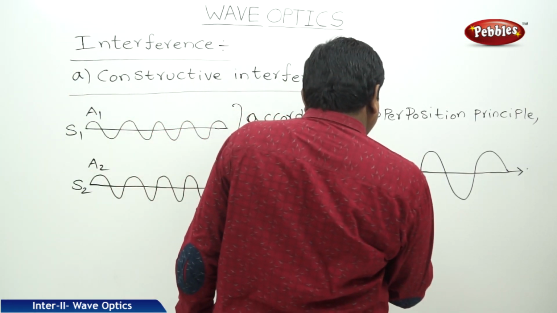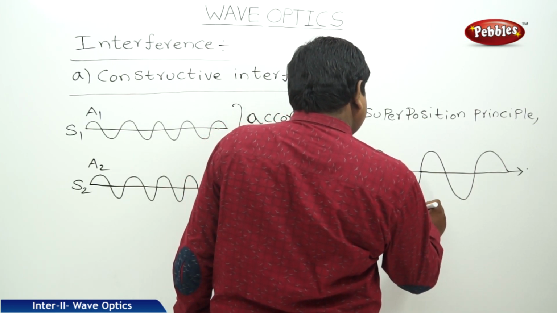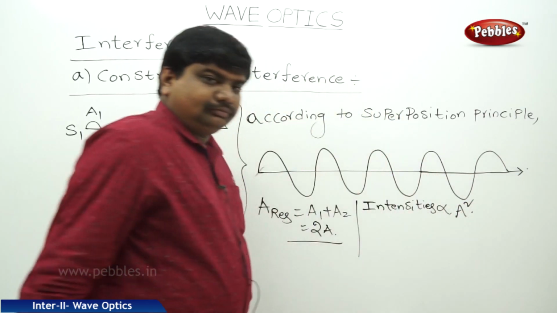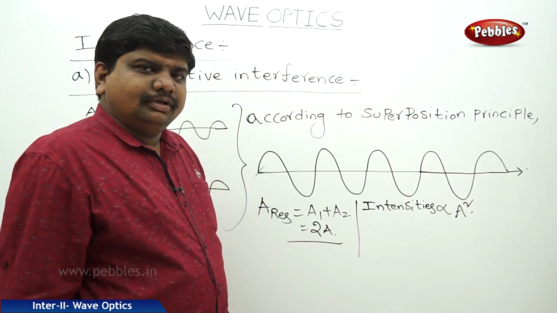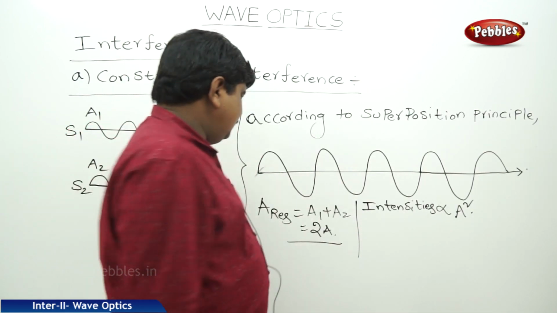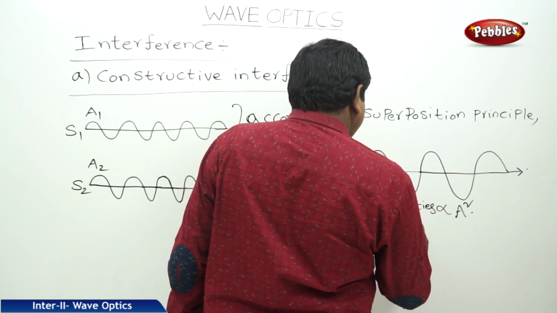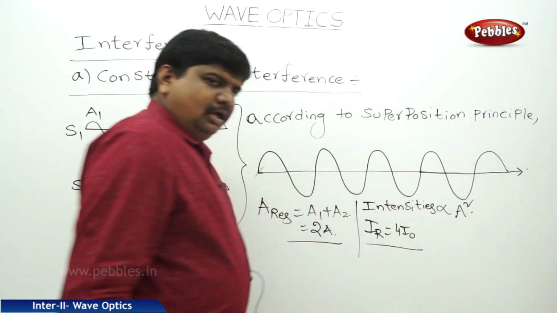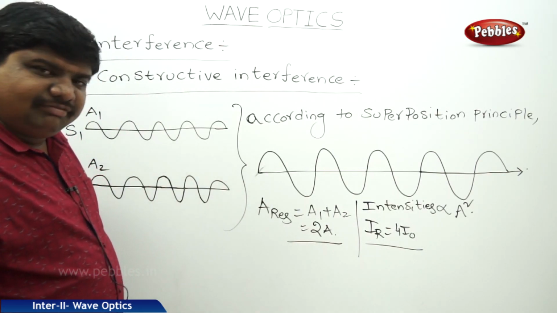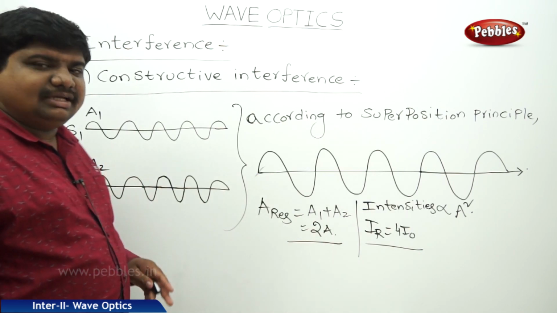What about the intensities? Intensity is proportional to A square. So, repeat: the resultant intensity is proportional to the A square. Therefore, I resultant is equal to 4I0. This is in case of constructive interference. In constructive interference, the wavelengths, frequencies and intensities all will be added. Both will be in the same direction.